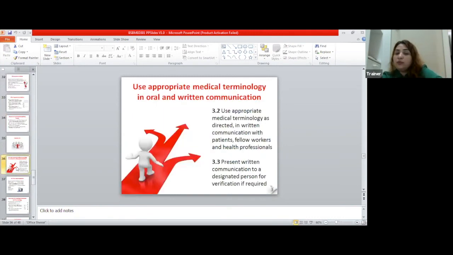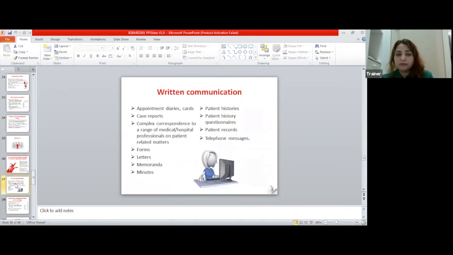Use appropriate medical terminology in oral and written communication. Sometimes you might have to verify some things. For example, there might be a signature already done in your section and you haven't done it. So you need to check with your supervisor: this is done, do you think it's a mistake made by somebody, or has it already been done? Should I do it again? Those kinds of things. You need to always consult your supervisor, because with human error, sometimes mistakes do happen.